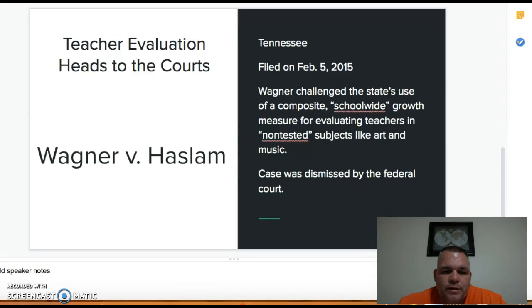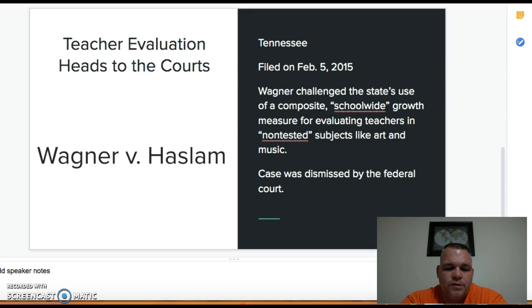Lastly was the one in Tennessee, Wagner versus Haslam, which challenged the state's use of a composite school-wide growth measure for evaluating teachers in non-tested subjects like art and music. And the case was dismissed. So I don't see that being fair, school-wide growth being factored into my evaluation if I'm not teaching those subjects that are being added to my score. It wouldn't be fair to me at all. So yes, that would definitely be a legit case, and I could see why it went to court.